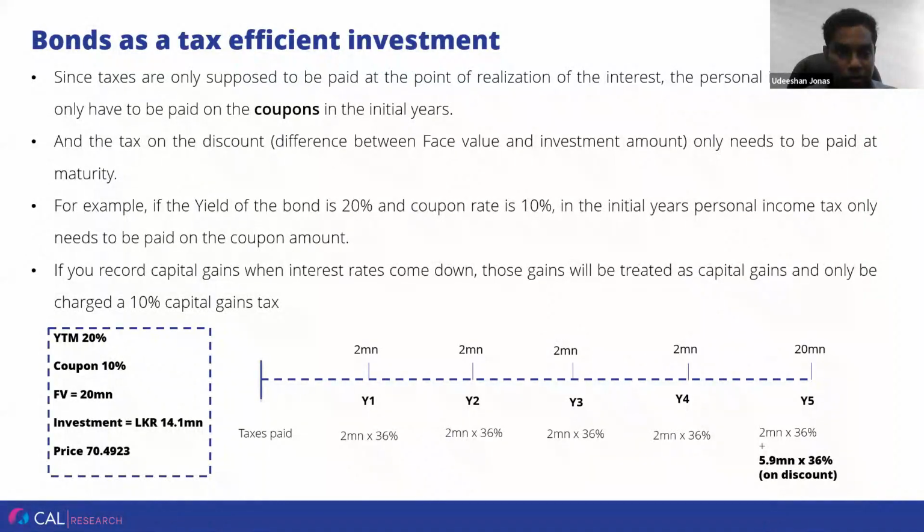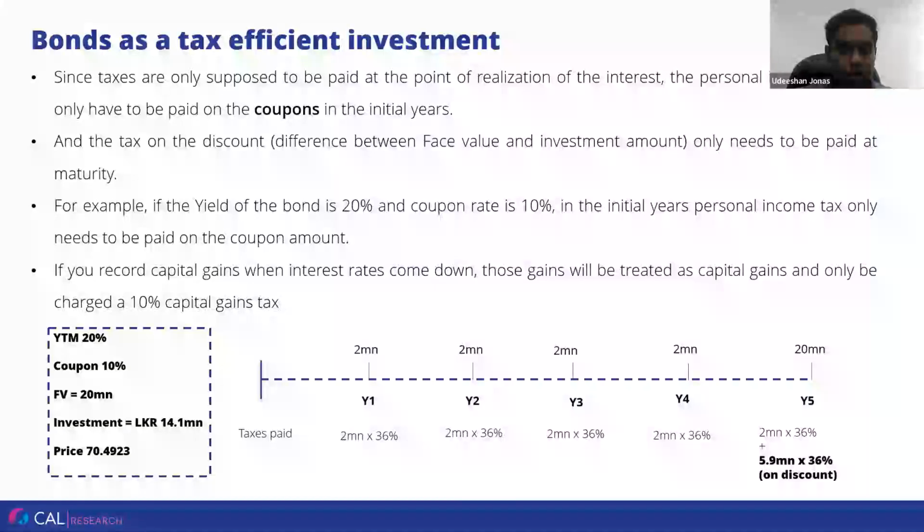Since taxes are only paid at the point of realization of interest, the personal income tax will only have to be paid on the coupon in the initial years, right? And the tax on the discount, which is the difference between the face value and the investment amount, only needs to be paid at maturity, right? So that's a postponed amount.